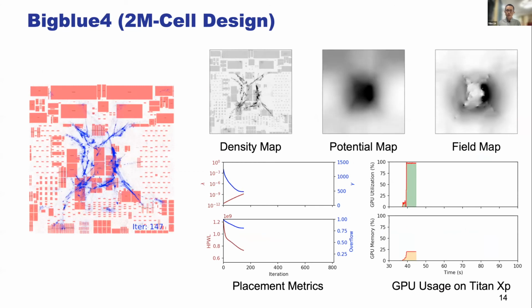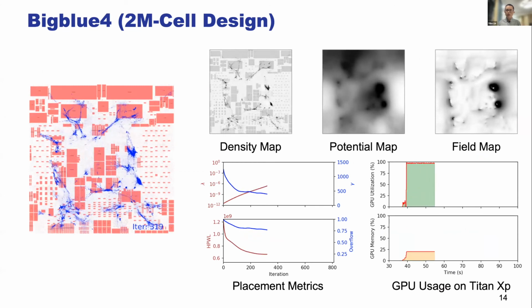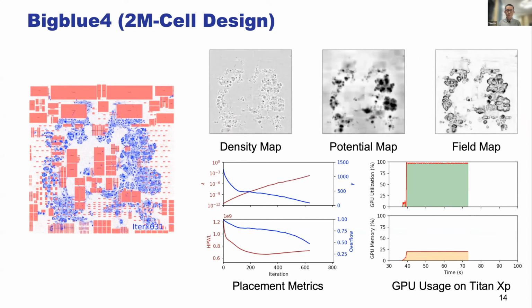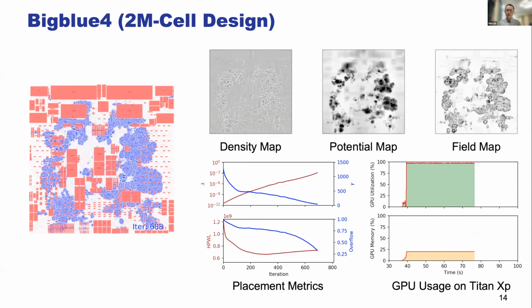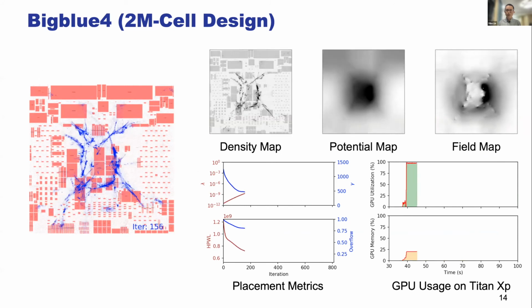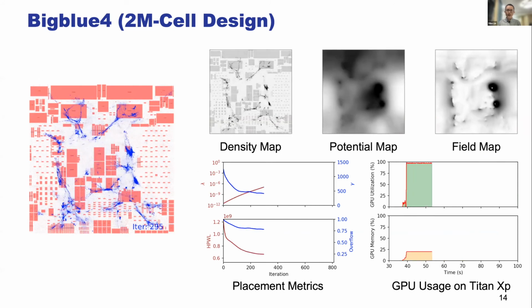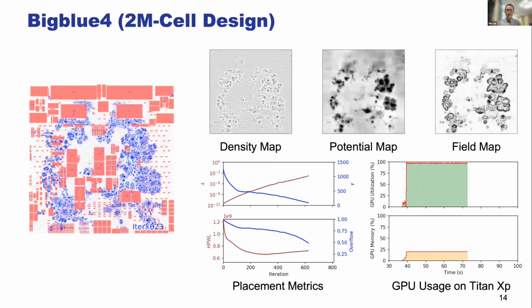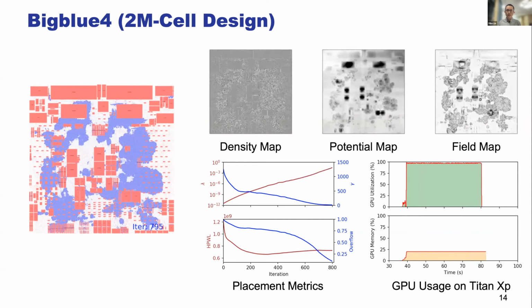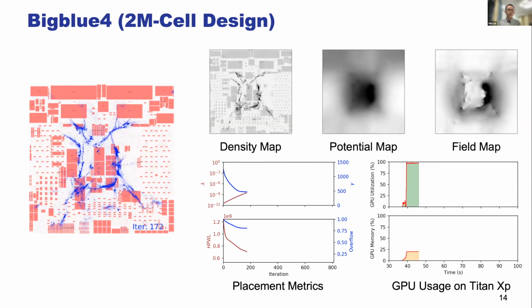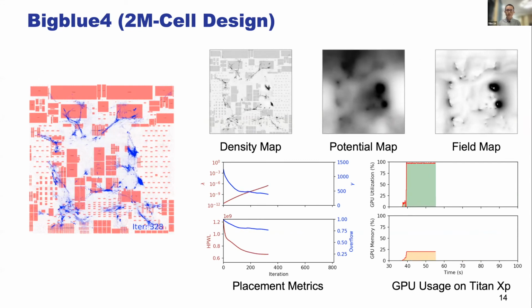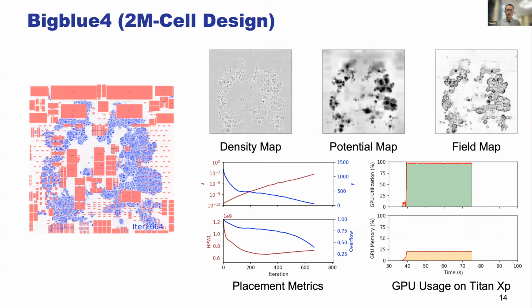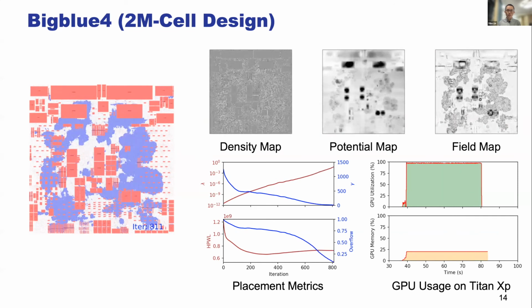Here we plot the solving procedure for the largest ISPD benchmark, BigBlue4, including the density map, electric potential, electric field, placement wirelength, overflow, and the GPU utilization. We can see that the spreading process is rather smooth and the GPU utilization stays high. This indicates our implementation has a very high GPU occupation and did not waste much of the computational resources.